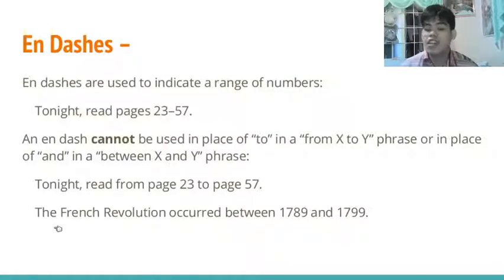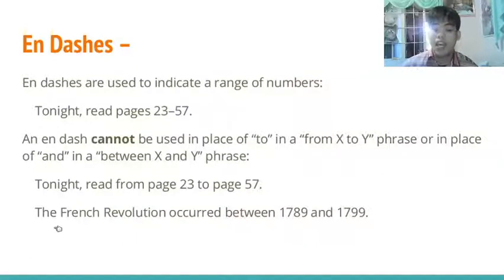So N dashes are used to indicate a range of numbers. So for example, what are the pages that should be read? Pages 23 to 57. So an N dash cannot be used in place of the word to. For example, we have from X to Y, so we cannot use a dash. We need to write the word to.